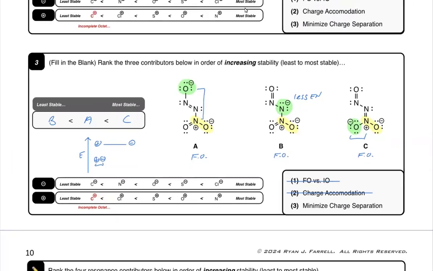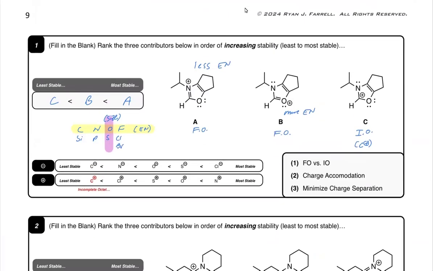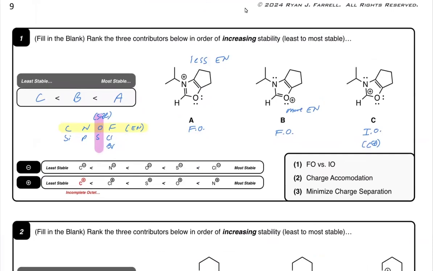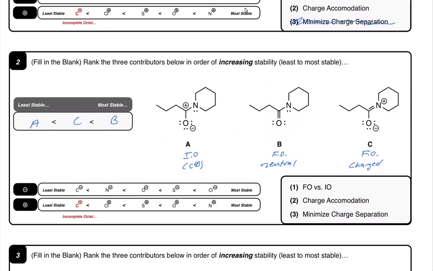Now, it's really important that we analyze in that order. Look at octet status first, then charge accommodation, and then if need be, minimization of charge separation. Going back to the first two examples, in that first example, we looked at octet status, said C was the least stable, but then between A and B, because they had the same octet status, we went on to charge accommodation. And based upon charge accommodation, we could differentiate A and B, therefore we didn't need to get to minimization of charge separation.